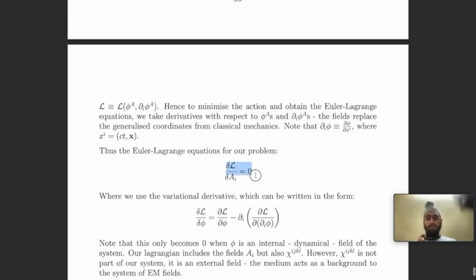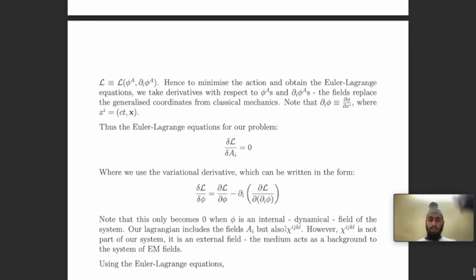The Euler-Lagrange equations in our problem will be the variational derivatives of the Lagrangian density with respect to the A_i's must be 0. Variational derivatives are simply the expression I noted above in the question. And variational derivatives occur when we're deriving the Euler-Lagrange equations from the minimization of the action.